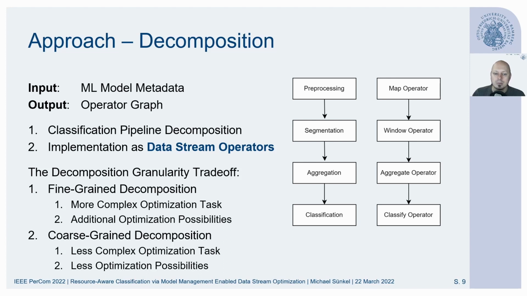Within decomposition, the processing pipeline of classification is split into smaller tasks. We decided to go for the following 4 categories: pre-processing, segmentation, aggregation, and classification. Also, the processing pipeline is translated into a data stream operator graph. The implementation of the classification pipeline as a data stream operator graph gives us the advantage of writing a classification pipeline as a data stream query, which results in a higher abstraction level, so we do not need to write low-level code in order to implement the classification pipeline.